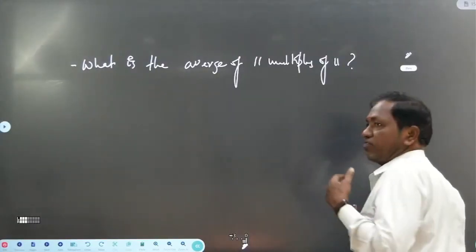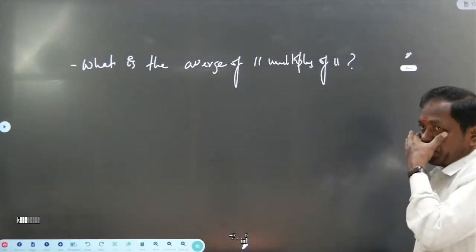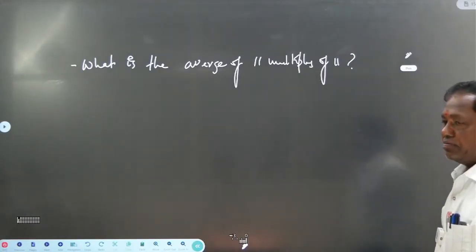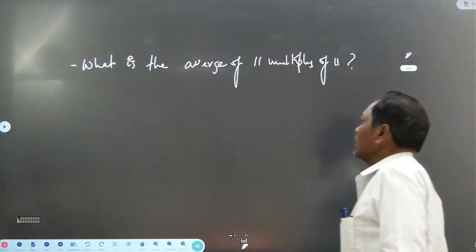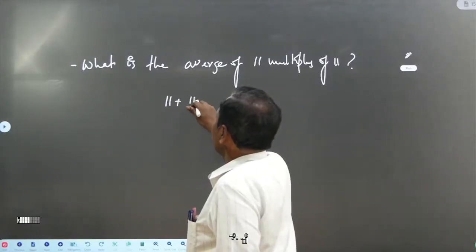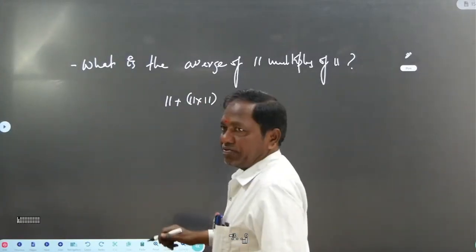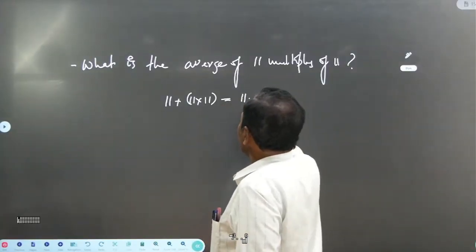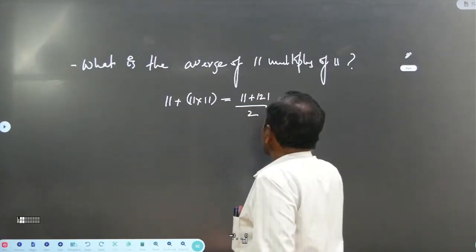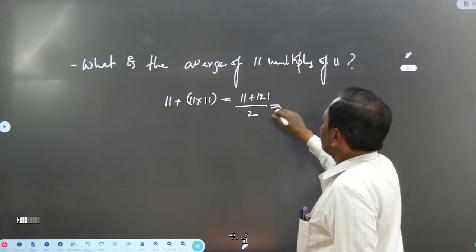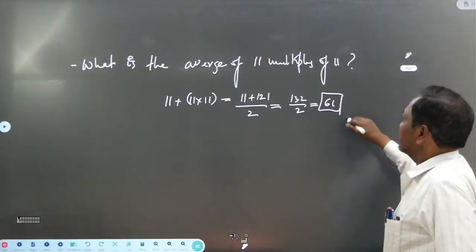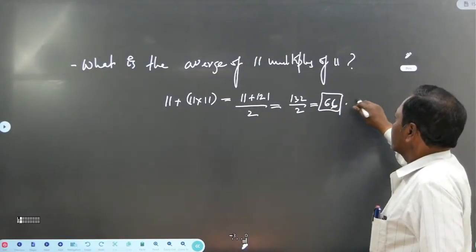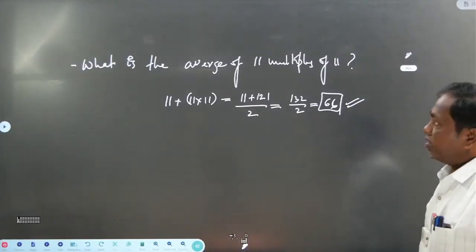What is the average of 11 multiples of 11? 11 plus 11 into 11, that is 11 plus 121, by 2 will give the average. 132 by 2 is 66. So the average is 66. The same. Next.